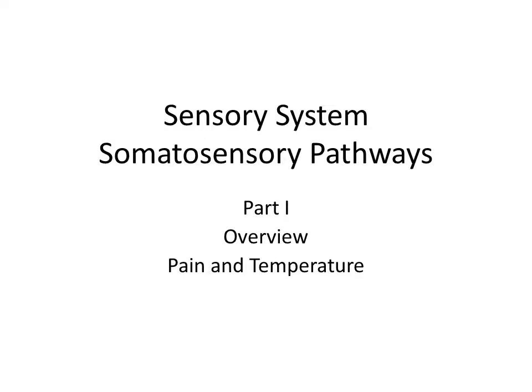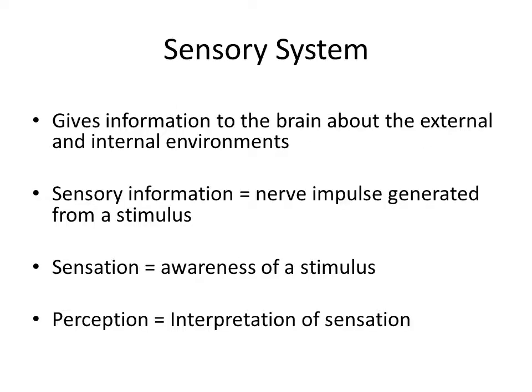In this first part of our lecture on the sensory system, we will be talking about the somatosensory pathways for pain and temperature. We'll begin, however, with a general overview of the sensory system. Our sensory system gives us information about both external and internal environments. We're going to be focusing on how the information from our external environment gets up to the brain.